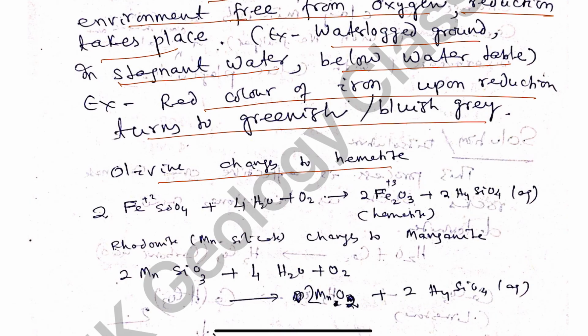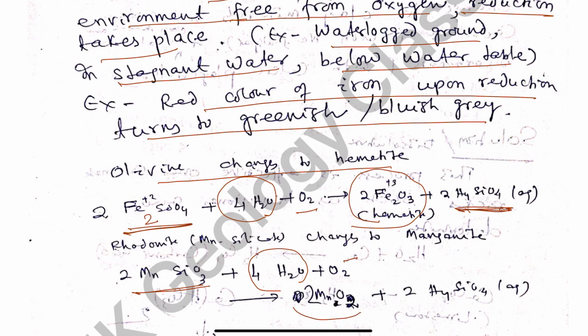Let us say Fe2Si4, this is phyllite, a variety of olivine. On reaction with water, in presence of oxygen, it produces hematite and silicic acid. Similarly, rhodonite, with reaction with oxygen in presence of water, produces manganese oxide. It may be pyrolusite and silicic acid. Here hematite and pyrolusite.